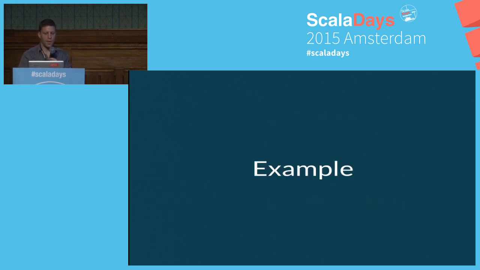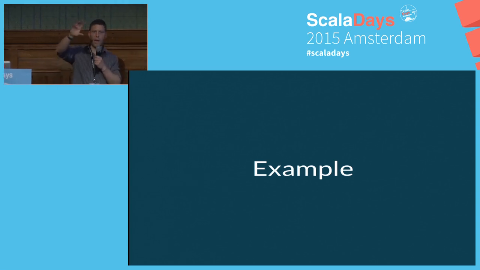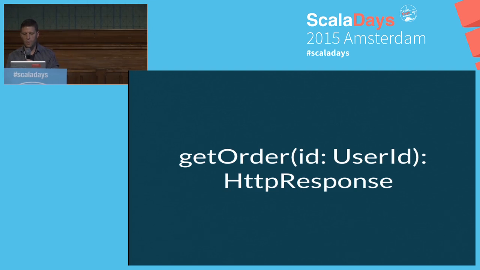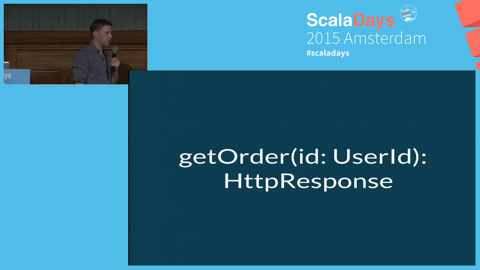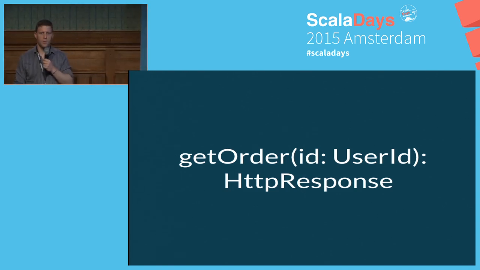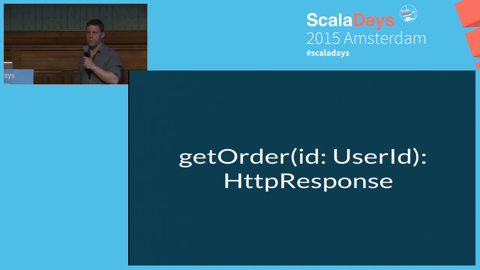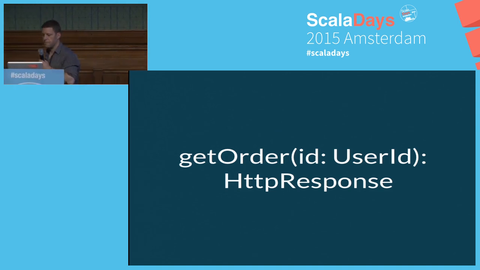So let me give you a little bit more complicated example and show you how you can use this kind of algebraic way of thinking to work out what exactly you need to put in there, where your maps and your flat maps and your folds go. So let's imagine we're running some kind of web service. We're going to write this endpoint, get order. You're going to give me a user ID, and I'm going to give you back an HTTP response of some kind, like a 200 containing some JSON, or like a 404 if something went wrong, or maybe a 500.